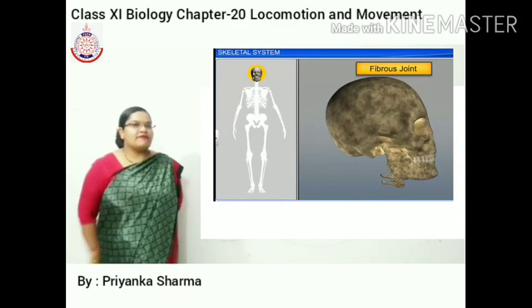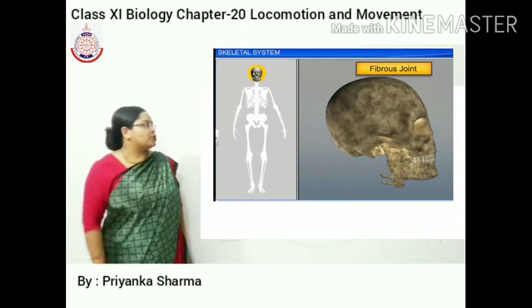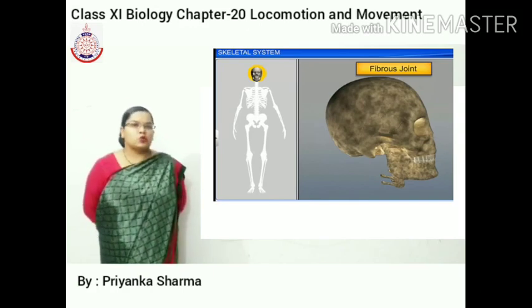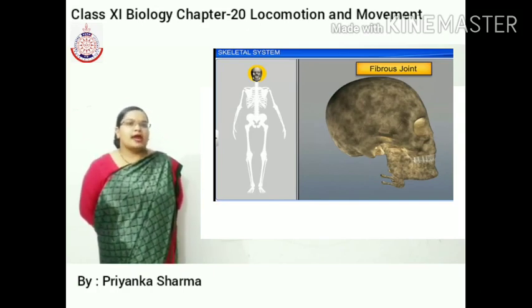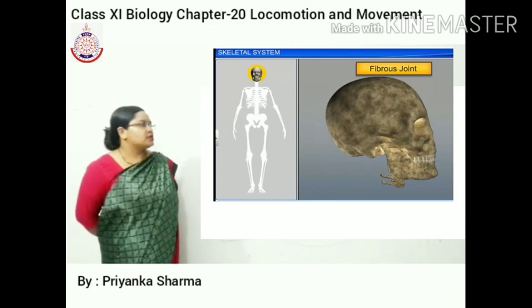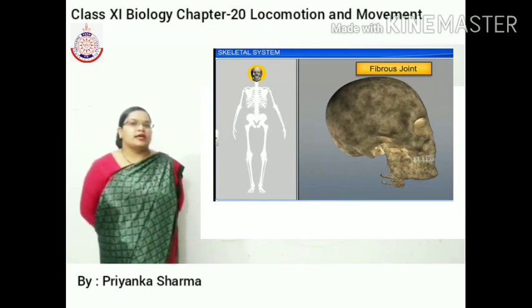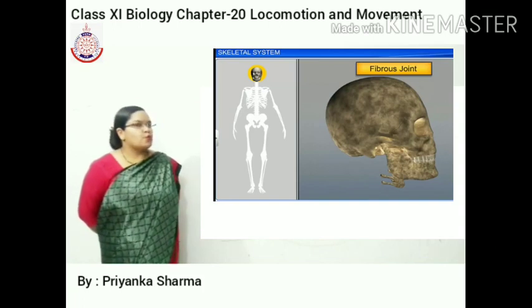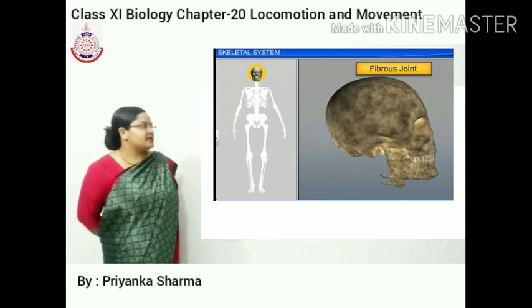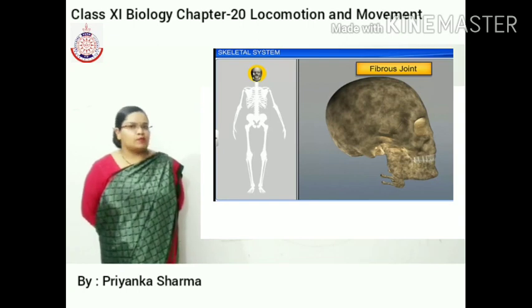Do you remember the wavy joint I have shown you? You can see in the diagram also. This wavy joint is known as suture, and suture is a type of fibrous or immovable joint. So they do not allow movement in the bones. So where do you find fibrous joint or immovable joint? Yes, in the cranial bones.